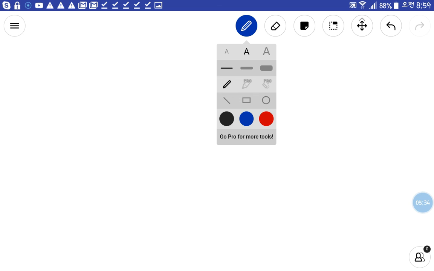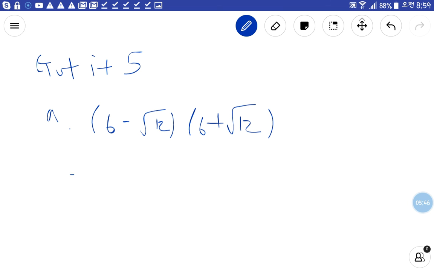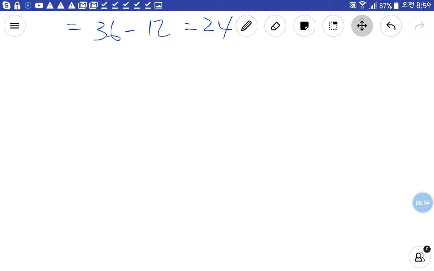Alright, please go on to Got It 5 to complete these questions. After that, please check your answers together. Got It 5A. You have 6 minus radical 12 times 6 plus radical 12. That is applicable; it fits the multiplying conjugates. 6 squared minus radical 12 squared. 6 squared, 36, minus 12, which is 24. That's question A.